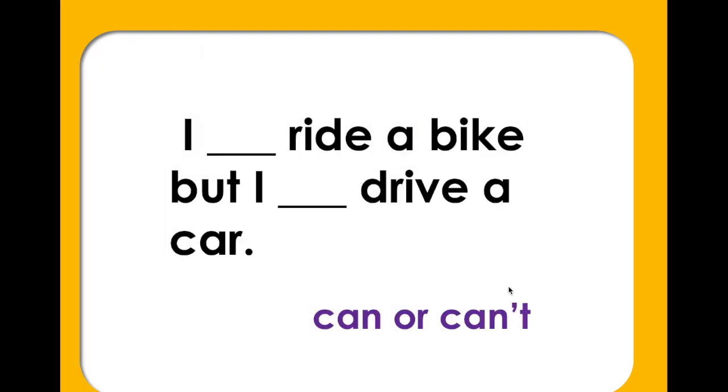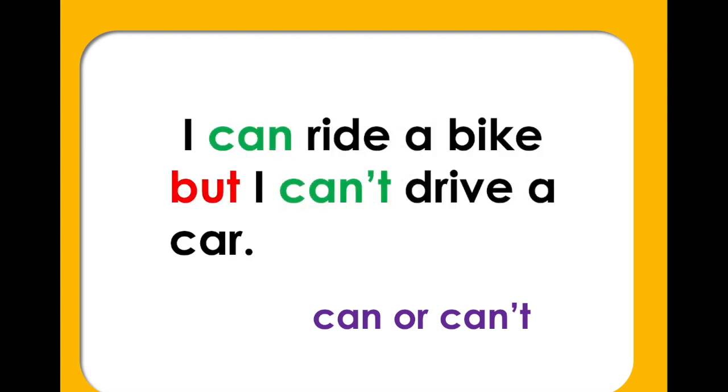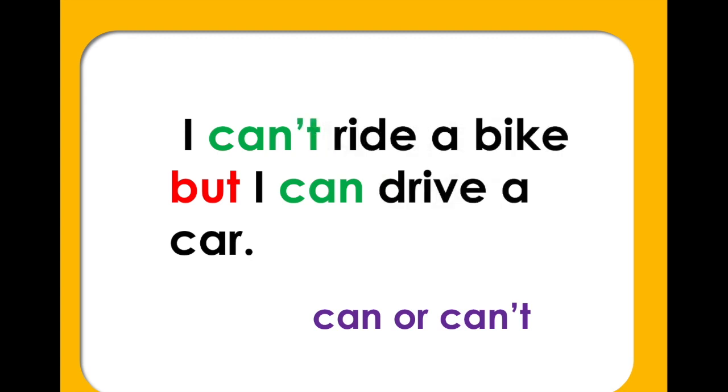Can you try this one? I ride a bike, but I drive a car. Pay attention to but in this sentence. You ready to answer? Alright, this is one option. I can ride a bike, but I can't drive a car. So first we use affirmative, and then we use negative. Another option would be, I can't ride a bike, but I can drive a car. So first we can use negative, and then we can use affirmative. Both cases are correct.